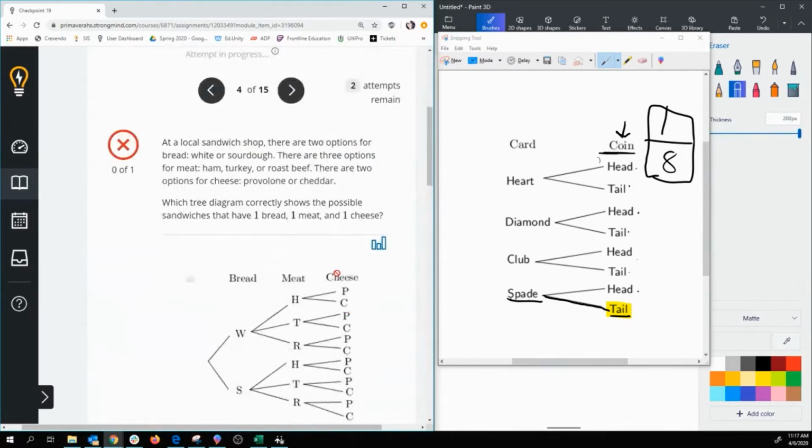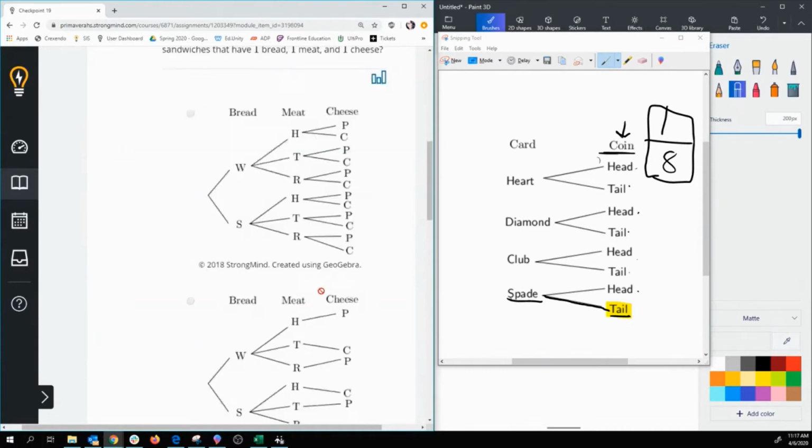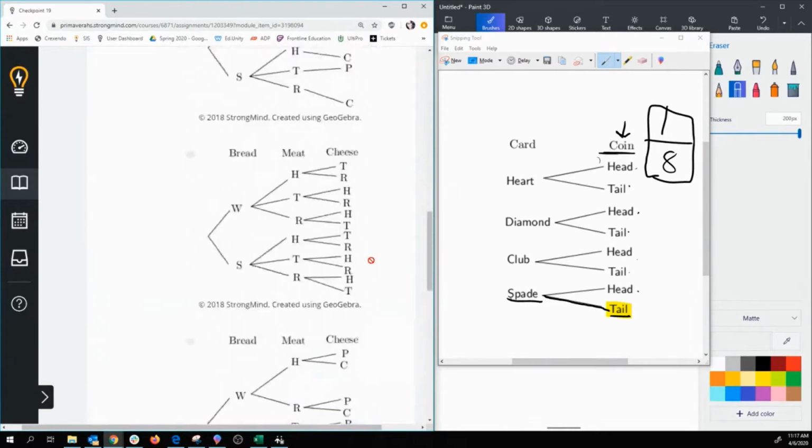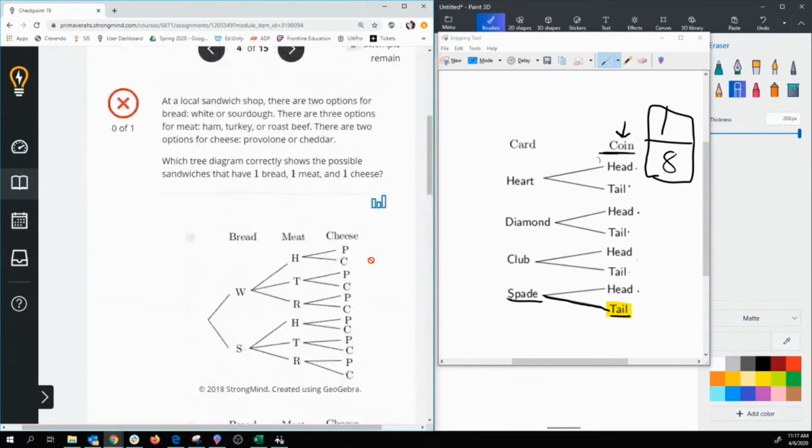All right, so while Naira's writing in the answer for that last one, the next question we have is a multiple choice question. It is asking us which tree diagram shows the possible sandwiches that have 1 bread, 1 meat, and 1 cheese. Dawson, do you have a question? Okay. So we're looking for tree diagrams. We want to know which tree diagram correctly shows possible sandwiches that have 1 bread, 1 meat, and 1 cheese.